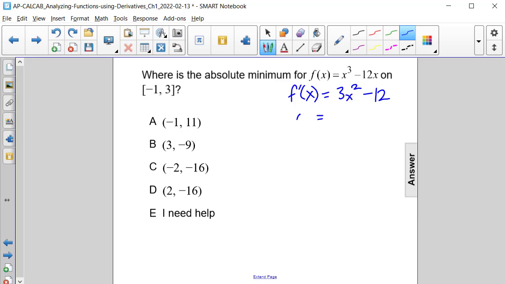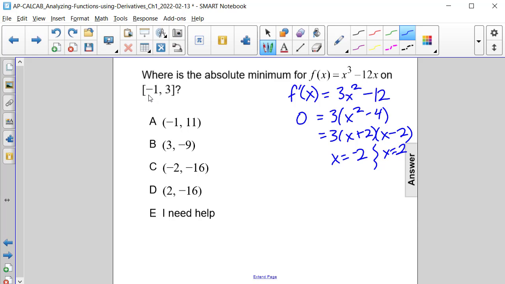And then if we set this equal to 0, we will find our critical point values. And we can factor a 3 out of both 3 and -12. And when we do that, we'll be left with x squared minus 4. And then we can continue to factor this to be 3 times x plus 2 times x minus 2. So that means x could be -2 and x could be 2.